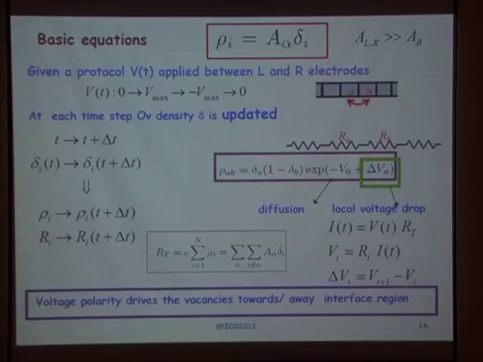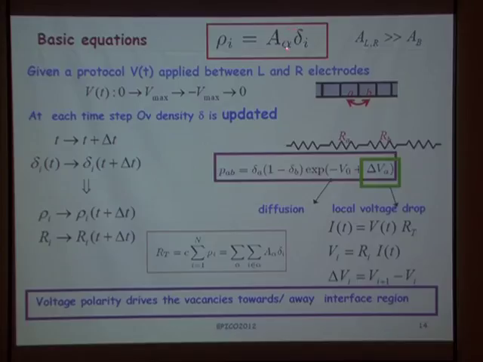So the idea is, as I told you, we have our basic equation in which, if we know the local density of vacancies, we can know the local resistivity. So we are going to modify the local density of vacancies as we apply the electric field, and in a way we are going to modify the local resistivity and the total resistance of the sample.